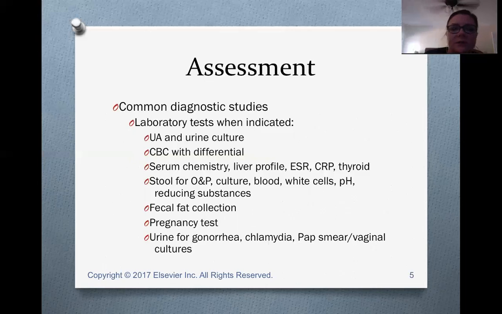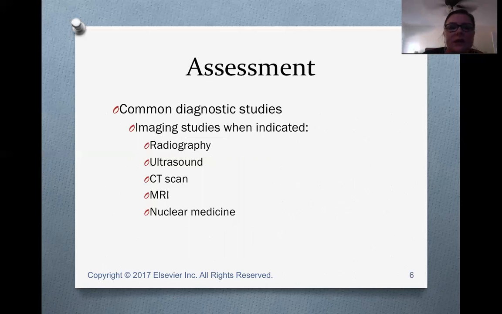So here are some different diagnostic studies that we're going to talk about for the various diagnoses, and different imaging studies that we'll do in pediatrics. Most of the assessment and imaging studies you do in adults, we can do in a pediatric radiology center as well.